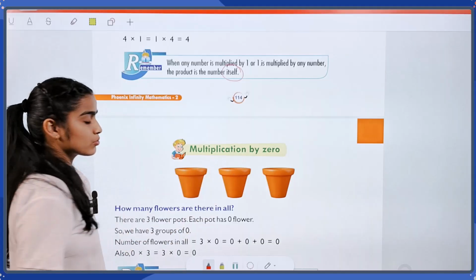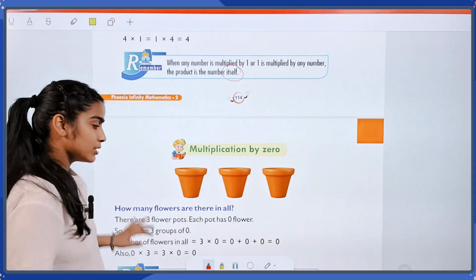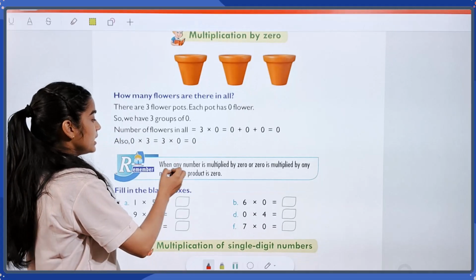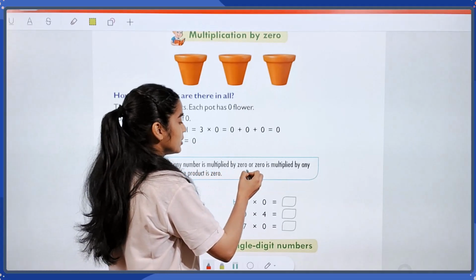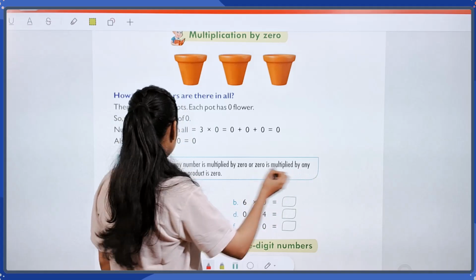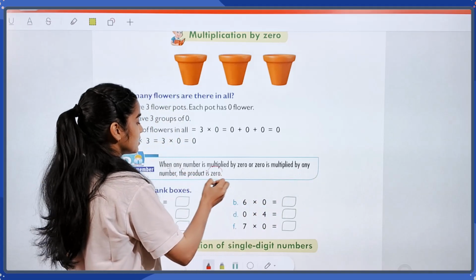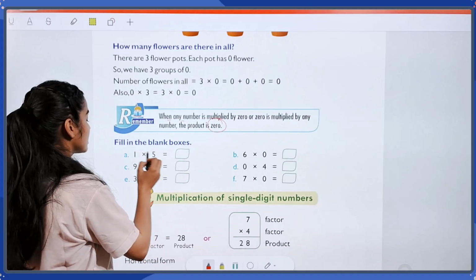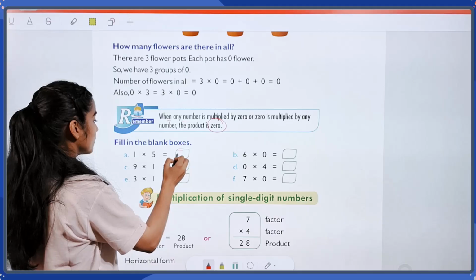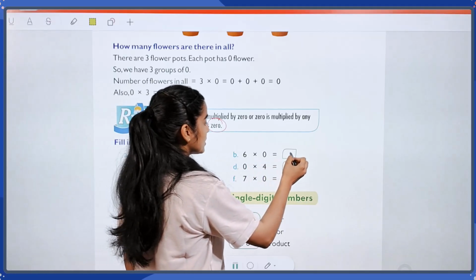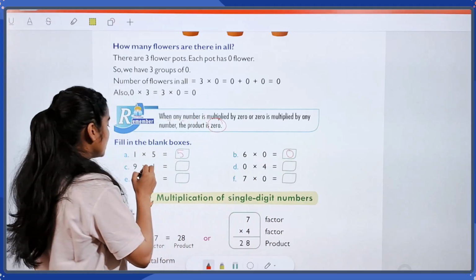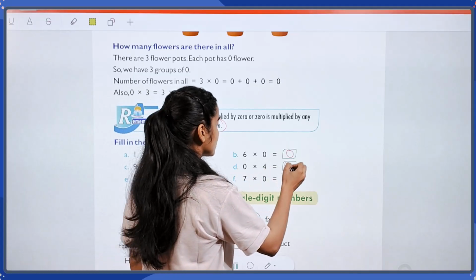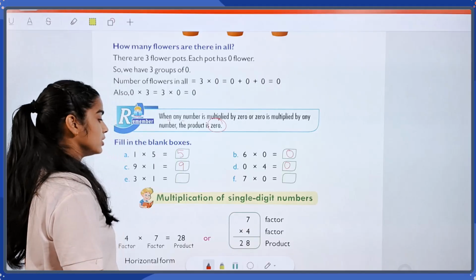Multiplication by 0. Whenever we multiply any number with 0, we get our answer, the product, as 0. When any number is multiplied by 0, or 0 is multiplied by any number, the product is 0. Okay, so let's fill in the blank boxes. 1 multiplied by 5 is 5. 6 multiplied by 0 is 0. 9 multiplied by 1 is 9. 0 multiplied by 4 is 0. So you have to solve the rest of the two questions.